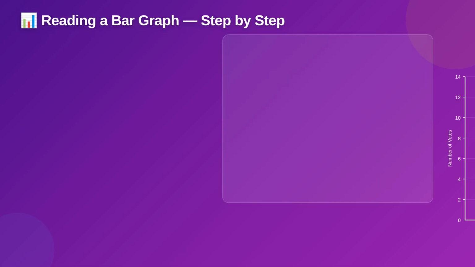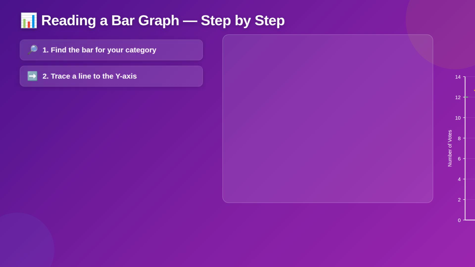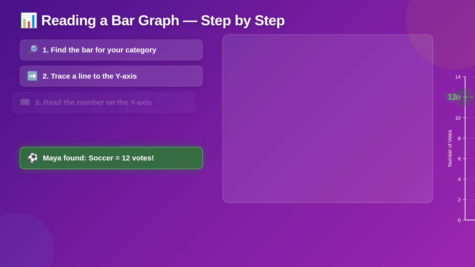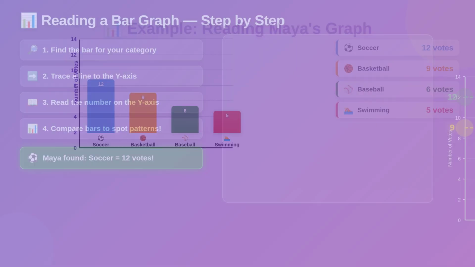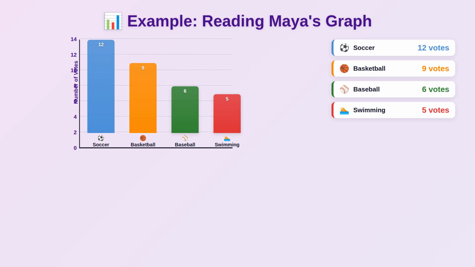Reading a bar graph is easier than it looks. Here's the trick Maya learned. First, find the bar for the category you want. Then trace a horizontal line from the top of that bar straight across to the y-axis. Read the number where it lines up. That's your value. Finally, compare bars side by side to spot patterns, like which sport is most popular. Maya traced her finger across and found soccer had 12 votes. Easy. Let's work through Maya's actual graph together.